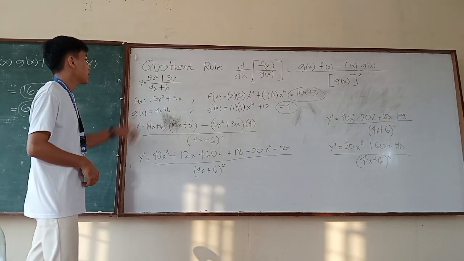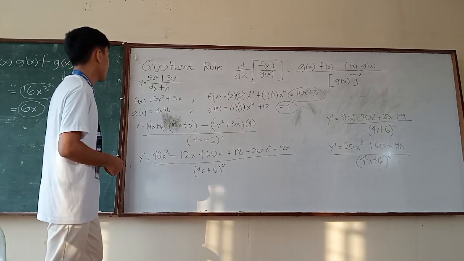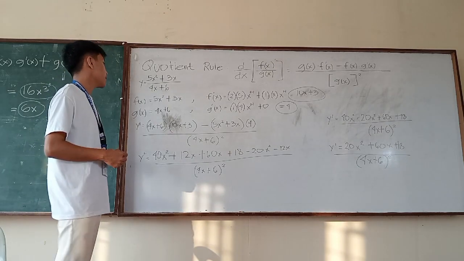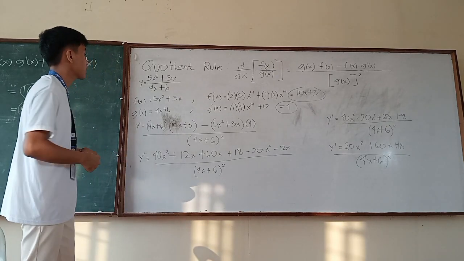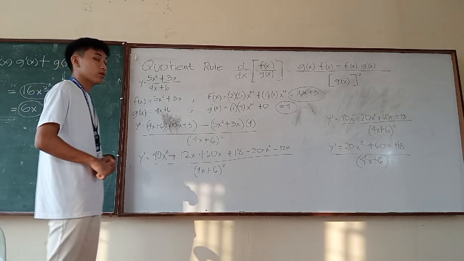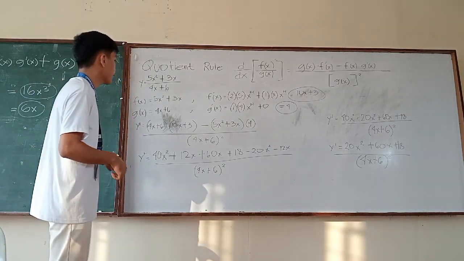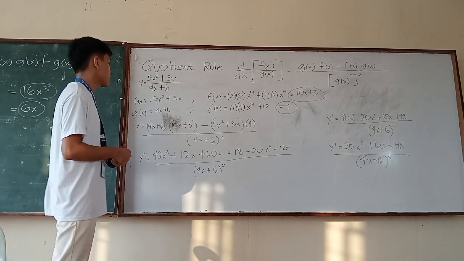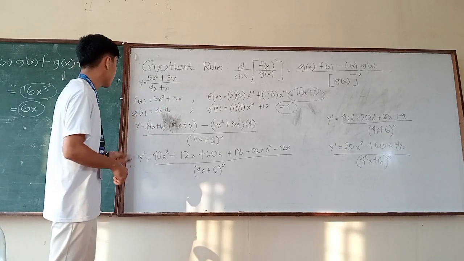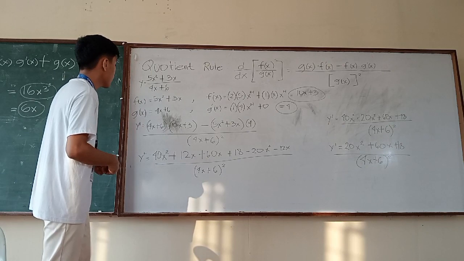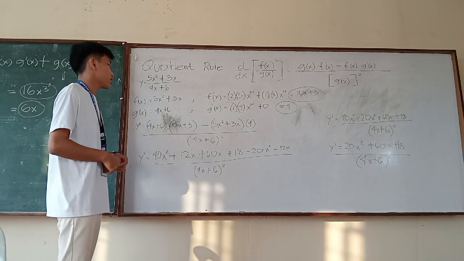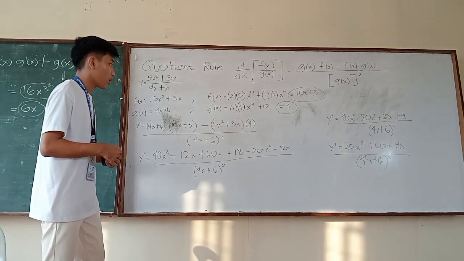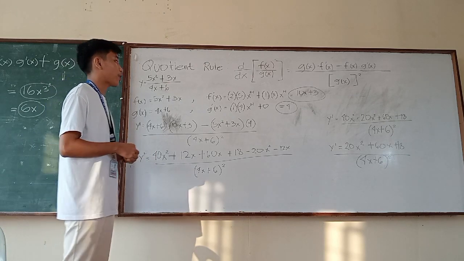Now here, I have a problem. Our problem is y is equal to 5x squared plus 3x over 4x plus 6. So, in order to find our f of x and g of x, we need to assume that our f of x is equal to 5x squared plus 3x, and our g of x is equal to 4x plus 6. So our f prime of x, we just need to solve it using the power rule.